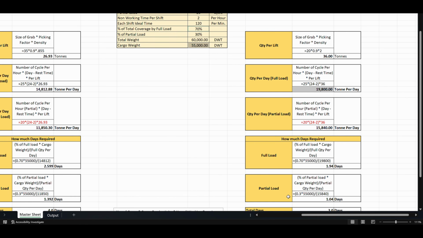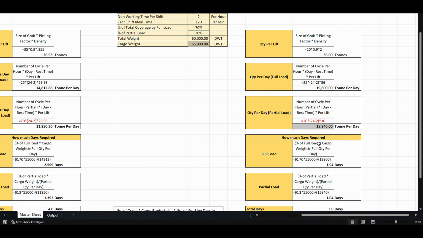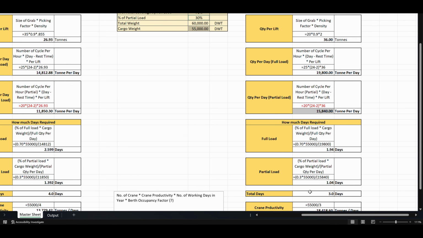Now for partial load, the 30% weightage, 55,000 is the cargo weight divided by the partial load of 15,840 tons. So partial load is 1 day. So the total is 3 days required to load the iron ore.